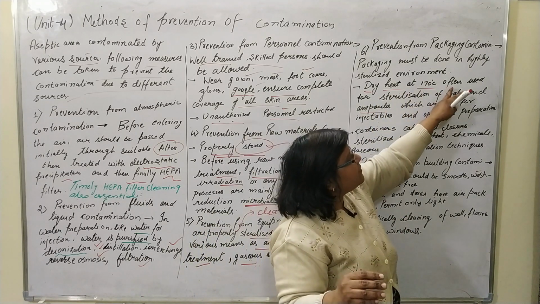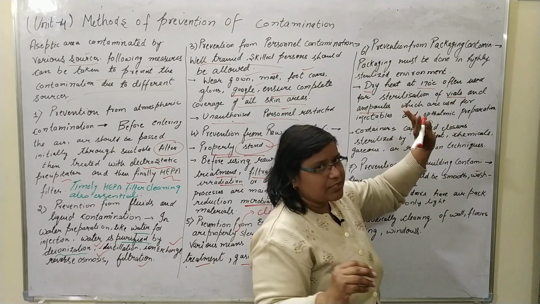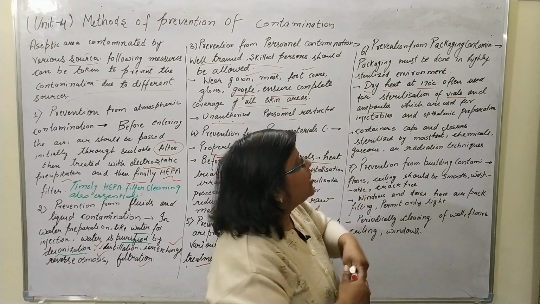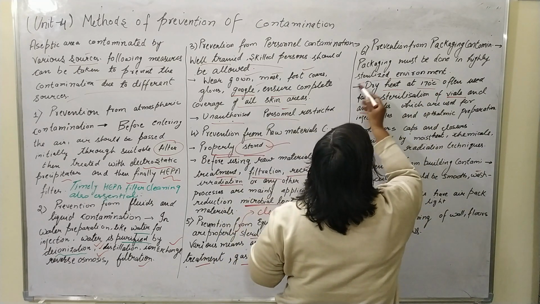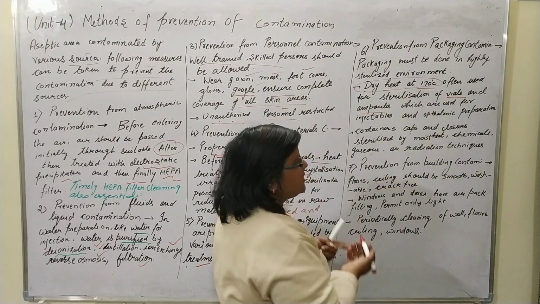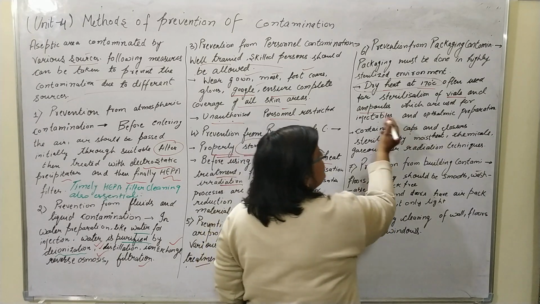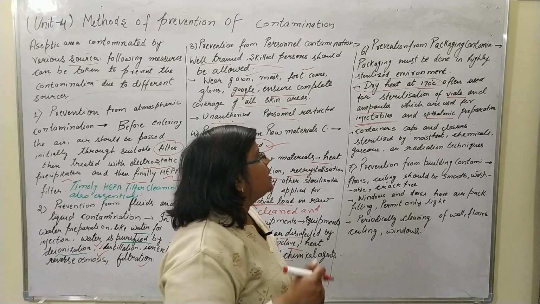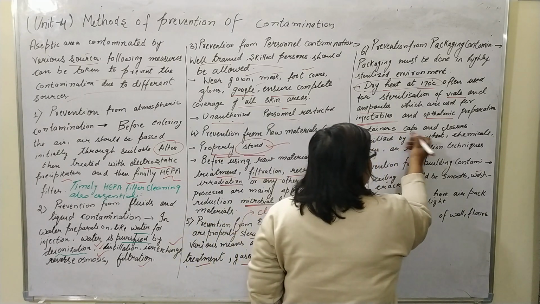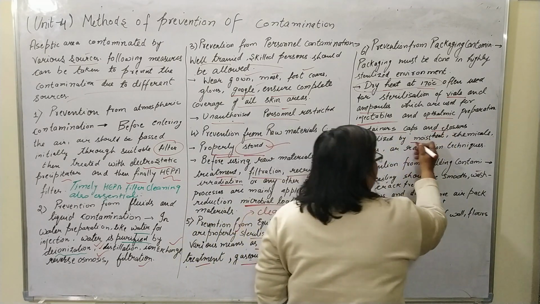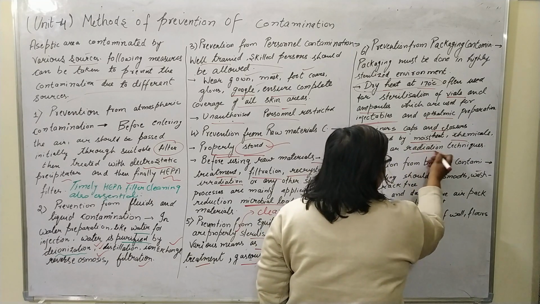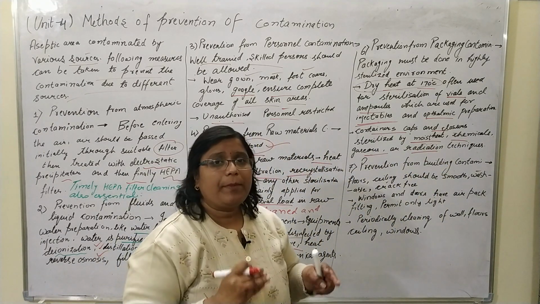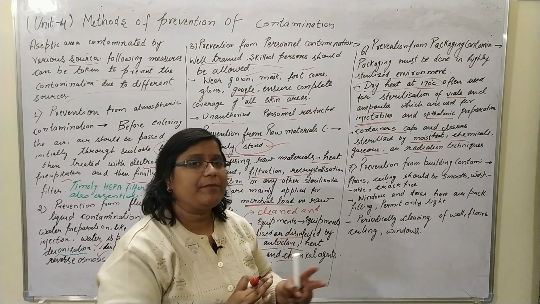Dry heat at 170 degrees Celsius is used for sterilization. Generally, the vials and ampoules that we are using, which are used for injectable and ophthalmic preparations, have to be sterilized by dry heat at 170 degrees Celsius. The container caps and closures are sterilized by moist heat, chemical, gaseous and radiation techniques. So for the packaging aspect also we have to be very cautious.